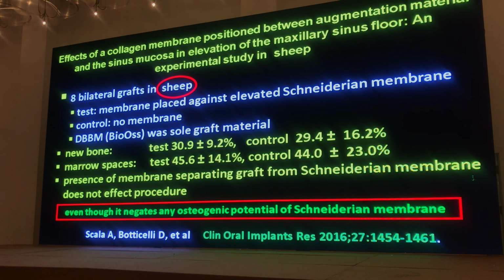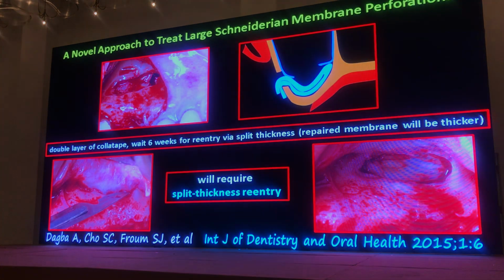That's the sheep study, by the way. I know it was in here somewhere. Membrane on one side, no membrane on the other side. Okay, in the sheep study, test 31%, 29%. Bone is pretty much exactly the same, whether you have a membrane or not. By the way, the test was the side with the membrane. It had a little bit more bone than the side without. So that just backs up the things that I was telling you before about okay to put a membrane in and okay that the Schneiderian membrane is not important as far as bone formation is concerned.